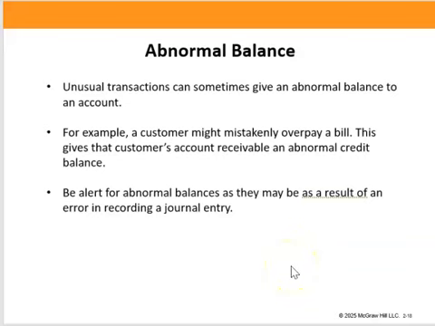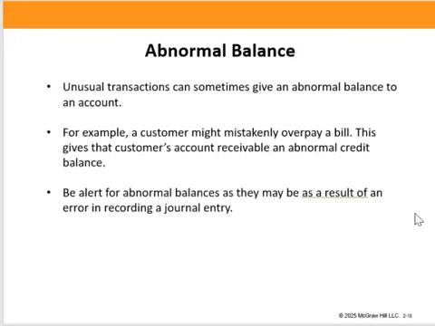So, an abnormal balance. Unusual transactions can sometimes give an abnormal balance to an account. For example, a customer might mistakenly overpay a bill. This will give the customer's accounts receivable an abnormal credit balance, if they paid too much. Be alert for abnormal balances, as they may be the result of an error in recording a journal entry.